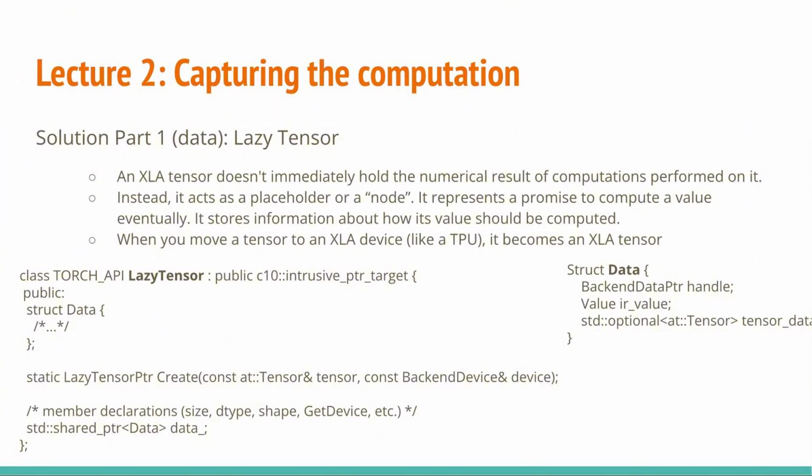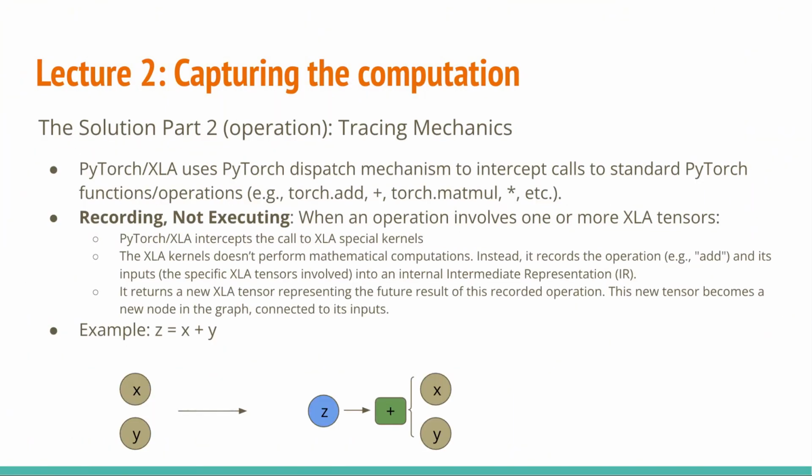Now let's take a look at the second part, which is the tracing mechanism. The lazy tensor changes the traditional PyTorch tensor. The tracing mechanism changes the traditional PyTorch operator's behavior. PyTorch XLA uses the PyTorch dispatch mechanism to intercept calls to standard PyTorch functions and operations. Instead of executing the computation immediately on your CPU or GPU, it records the operation when the operation involves one or more XLA tensors. Here is an overview of the tracing mechanism.